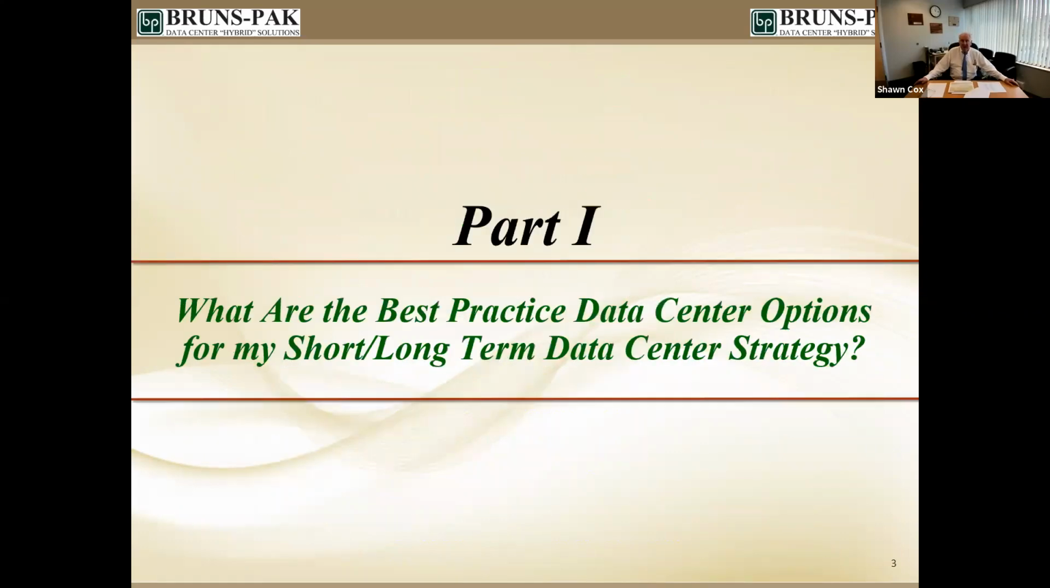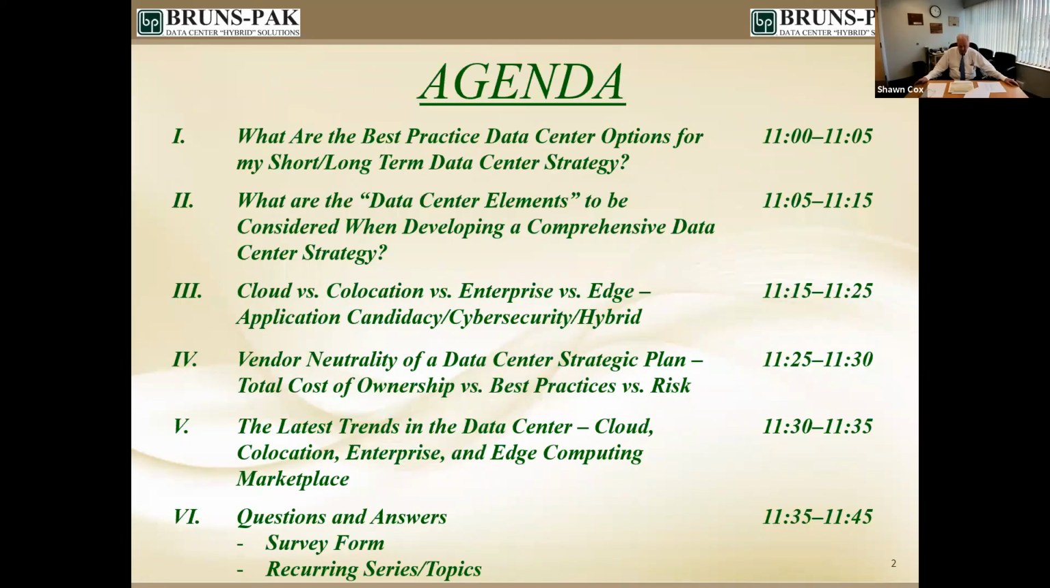Part 3 is we're going to talk about cloud versus colocation versus enterprise versus edge, application candidacy. Who does it? What does that mean? Cybersecurity and hybrid. We're going to be talking about vendor neutrality of a data center strategic plan, total cost of ownership versus best practice. Then we're going to be talking about the latest trends. What does that mean? Cloud, co-location, and the like. And ultimately, we're going to have questions and answers.